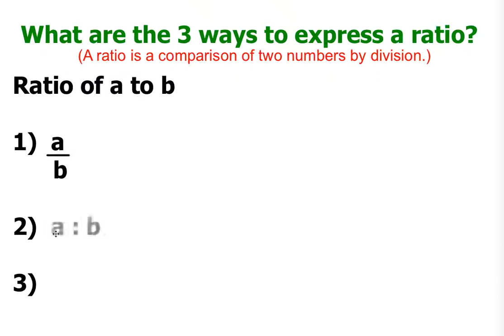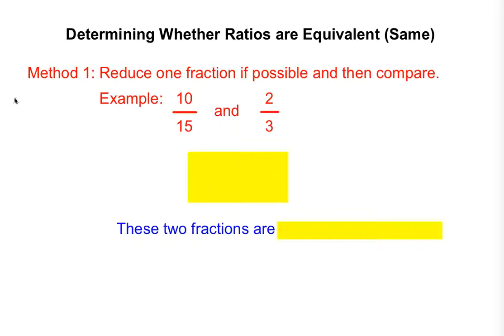Here are your three different representations of how to write a ratio. Let's move into our first example to determine if these two fractions, 10/15 and 2/3, are equivalent. Method 1 is to try to determine if one of the fractions is reducible. If it is, then please reduce.